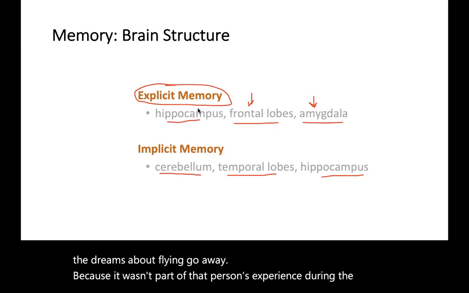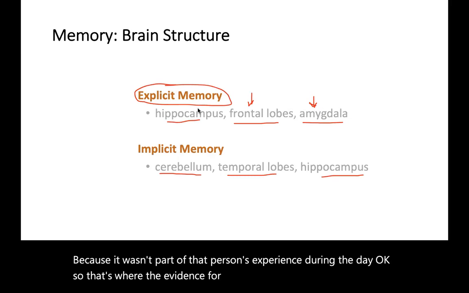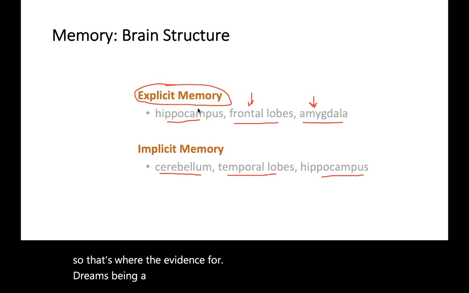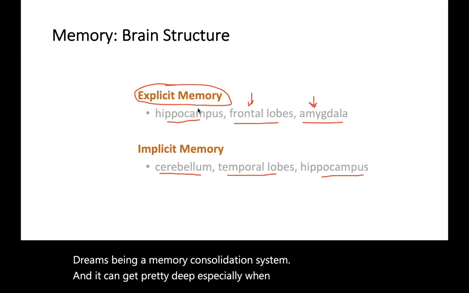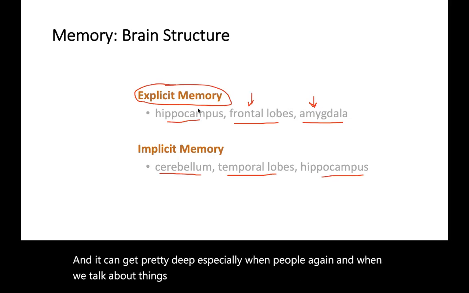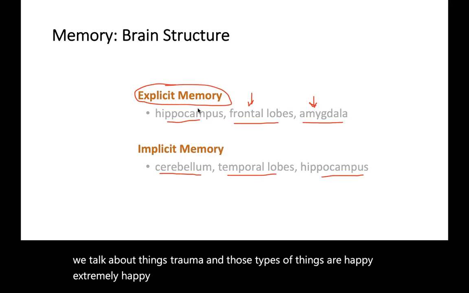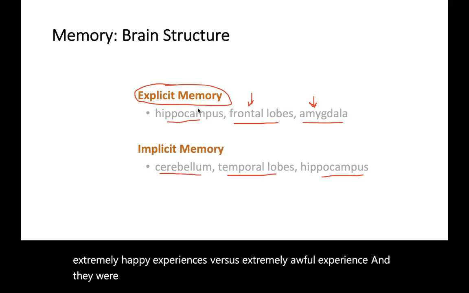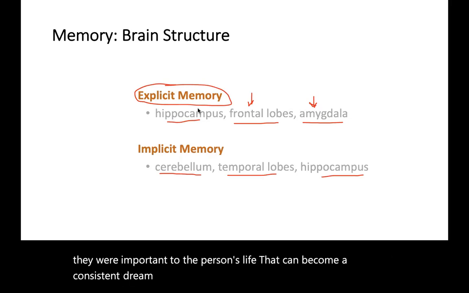Okay, so that's where the evidence for dreams being a memory consolidation system comes in, and it can get pretty deep, especially when we talk about things like trauma, or extremely happy experiences versus extremely awful experiences. If they were important to the person's life, that can become a consistent dream state for that individual.